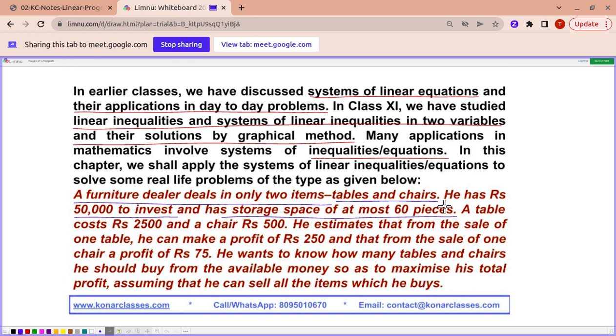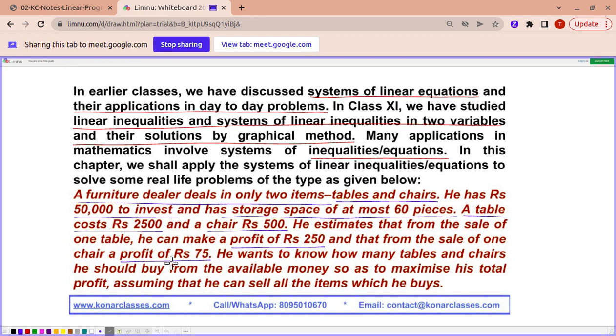Now a table costs rupees 2,500 and a chair costs rupees 500. So that is the cost price. Now he estimates that from the sale of one table he can make a profit of rupees 250, and from the sale of one chair the profit is rupees 75 per chair sold.